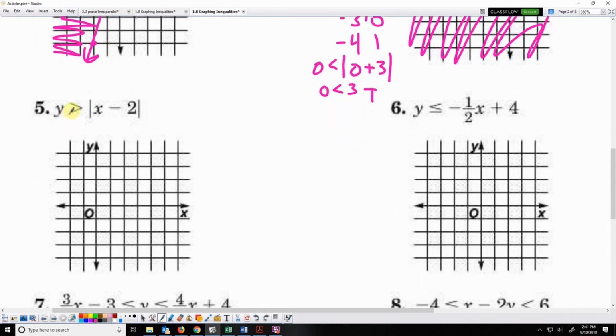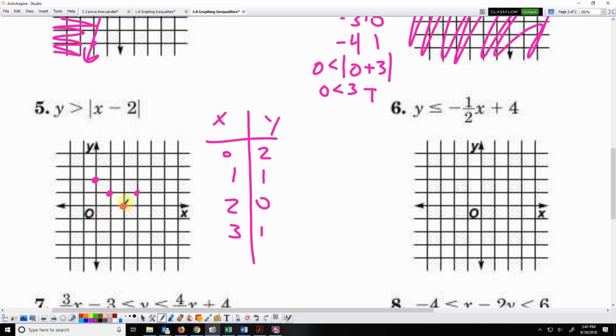Okay, so number 5. y is greater than the absolute value of x minus 2. So I'll make a chart again and start with x equals 0. 0 minus 2 is -2. The absolute value of that is 2. So we've got the point (0, 2). Let's try 1. 1 minus 2 is -1. Absolute value is 1. 2 minus 2 is 0. Absolute value is 0. 3 minus 2 is 1. Absolute value is 1. And we've got our V.